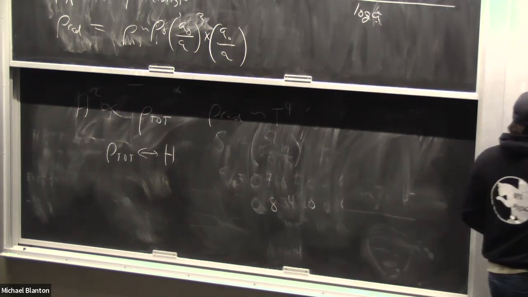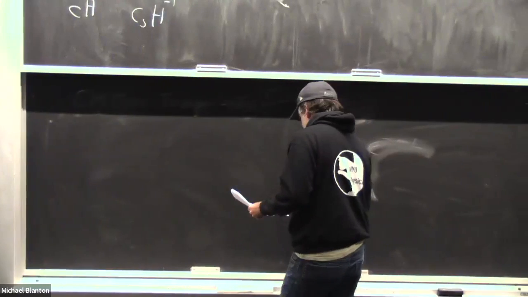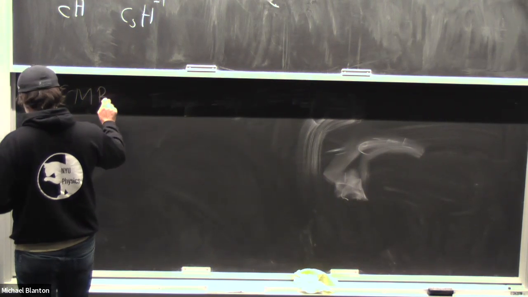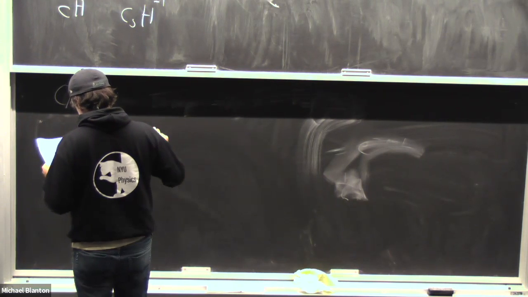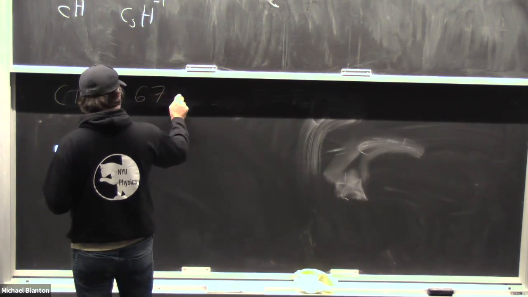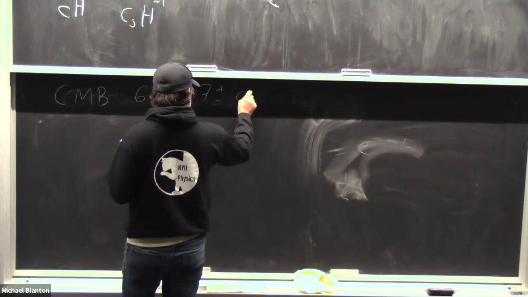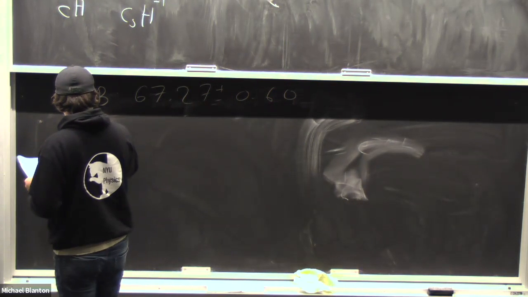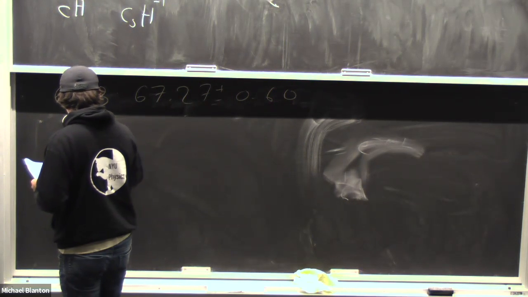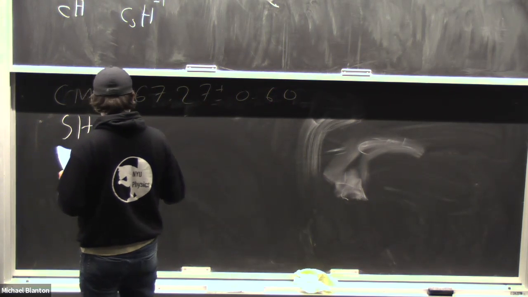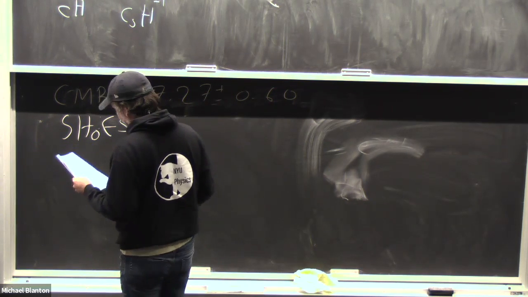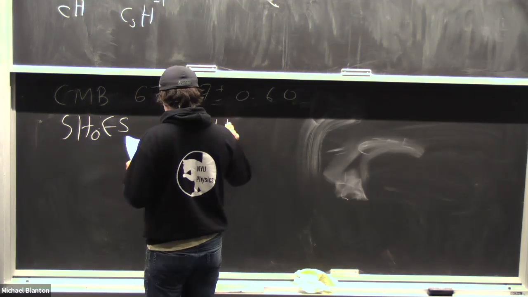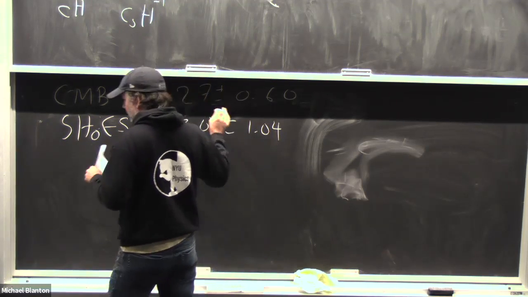So the Hubble tension is the statement that the CMB, so Planck, tells us that the Hubble value is 67.27 plus or minus 0.60, and I think that they do it like this. The SH0ES collaboration measures it to be 73.04 plus or minus 1.04, and there's different ways of doing these numbers.